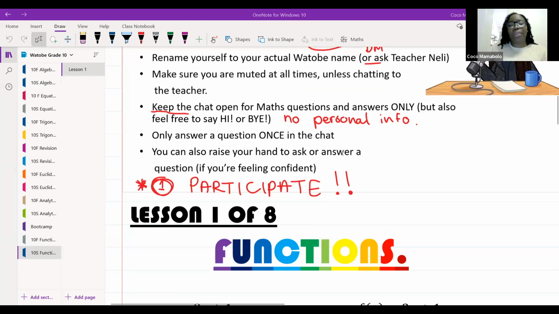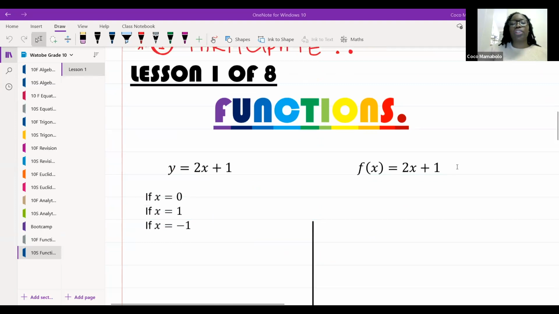And we're going to start with something that we've seen before. We're going to start with a linear function. Okay, now the thing with a linear function is we need to be able to draw a linear function, and we need to be able to describe a linear function. And that's what we're going to be doing today. So we're going to be looking at this function over here. It's called y is equal to 2x plus 1.